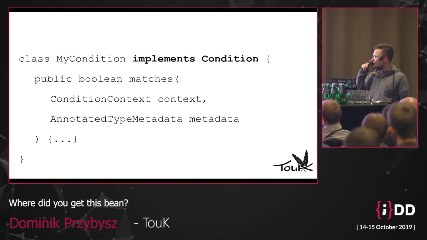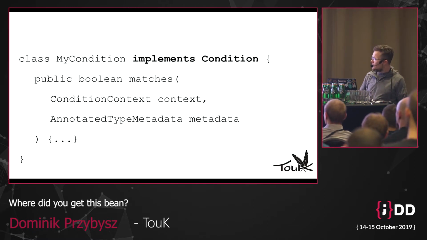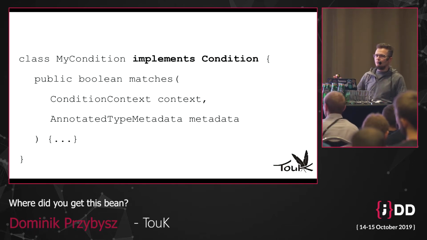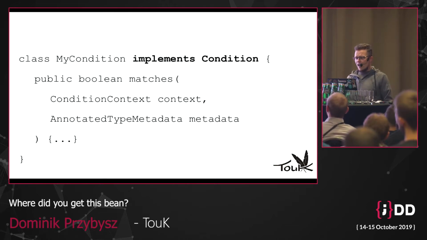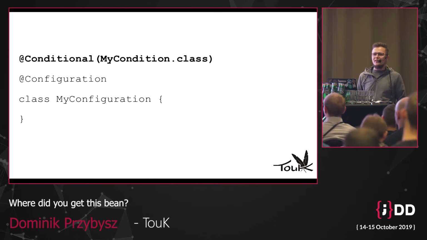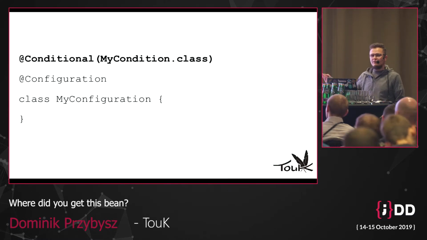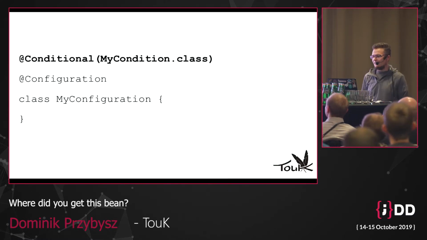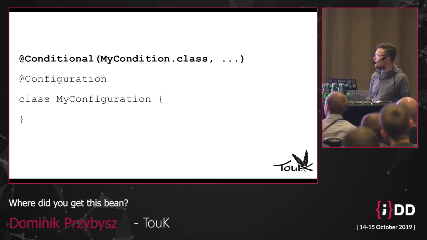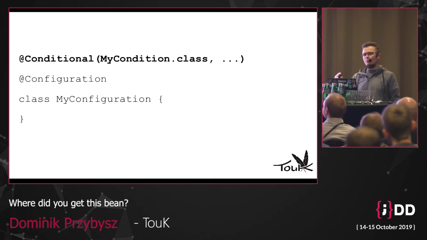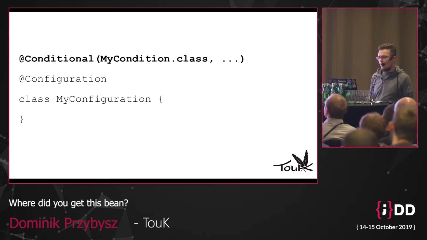We have to override the method matches, in which we can access the context. We can also access the metadata of the annotated element. And when we create such a condition, we write some matching logic here. We could pass it to the conditional, and it works as any other conditional annotation. We could put a lot of conditions in such a conditional, and they will be joined by a logical AND expression.